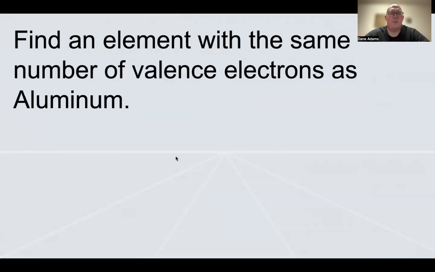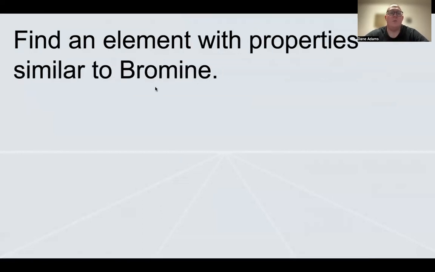Hey, let's try just a little bit of practice to wrap things up. Find an element with the same number of valence electrons as aluminum. I'll give you 5 seconds. Okay, could have said a number of things. You could have said boron, you could have said gallium or indium, anything in the same column as aluminum.